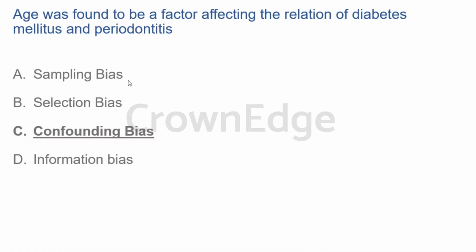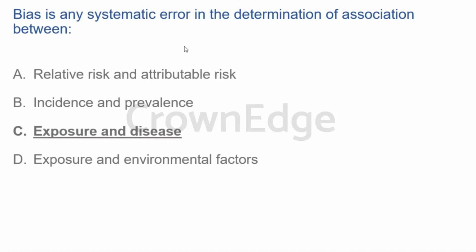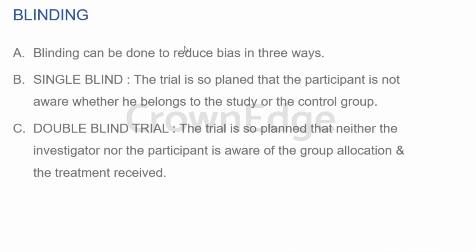It is seen because as the age advances, the incidence of diabetes mellitus increases. So does the incidence of periodontitis. That is what I mean. So bias is any systematic error in determination of association between the exposure and disease. This is the definition of bias. Any systematic error in the determination of association between exposure and the disease.